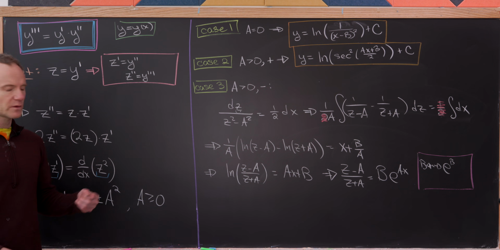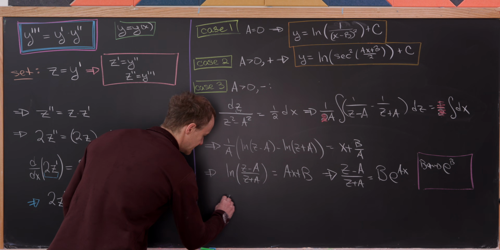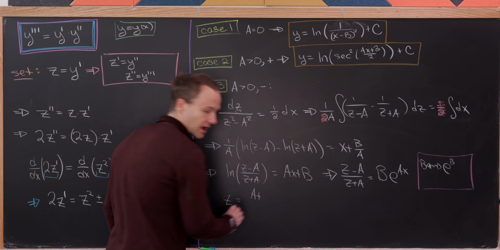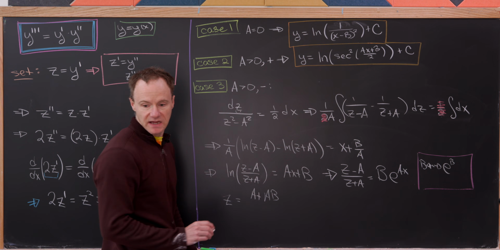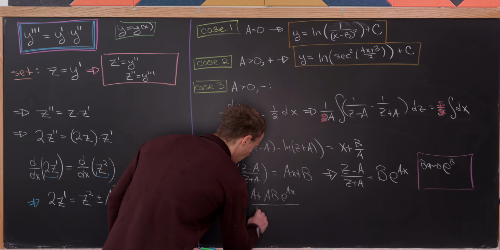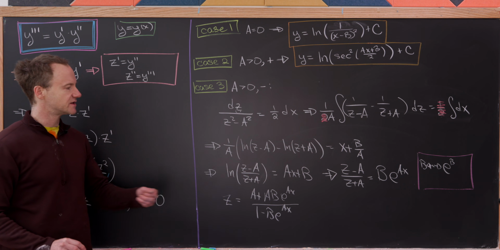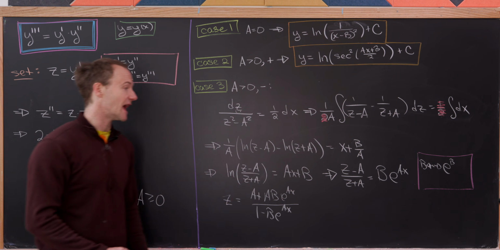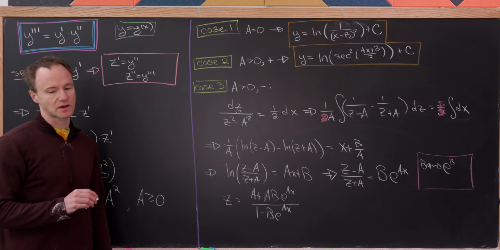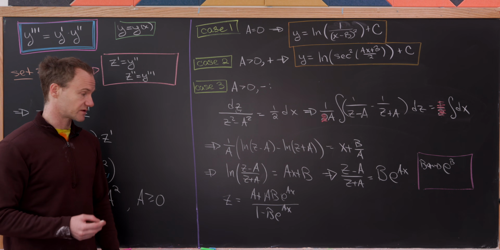But now from here, we can solve for z pretty easily, and we'll end up with z is equal to, let's see, a plus ab times e to the ax over 1 minus b times e to the ax. So the idea here is you just cross multiply that z plus a up, and then you collect all the z's on one side of the equation, everything without z's on the other side of the equation, and then you get this right here.